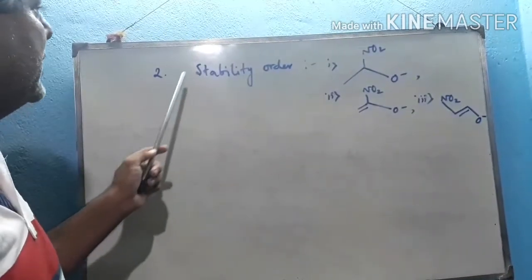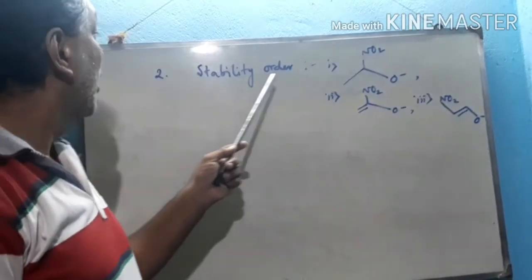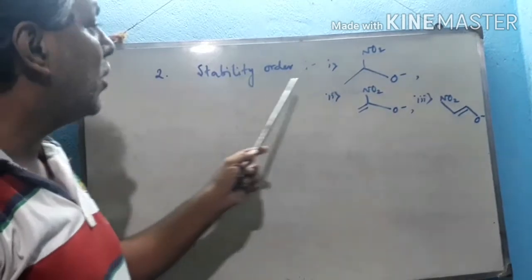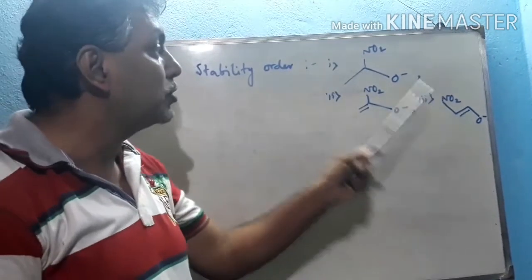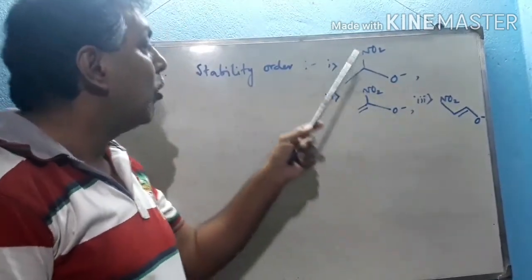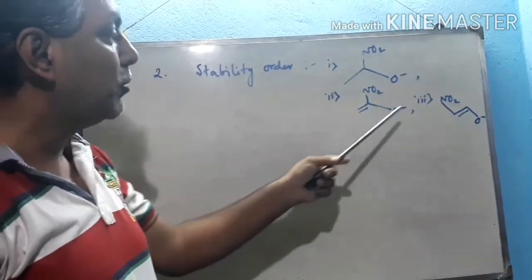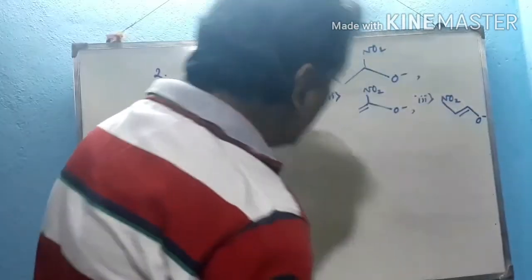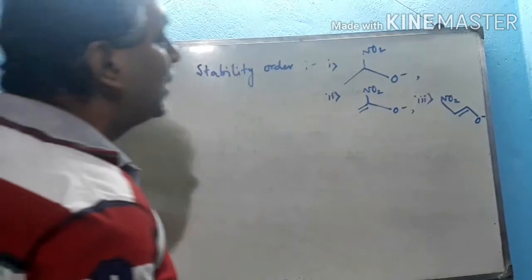The second question is the stability order. You have to write down the stability order of these three compounds. All of these are oxide anions, and all of these contain an NO2 group. Now we have to compare the stability between these three.